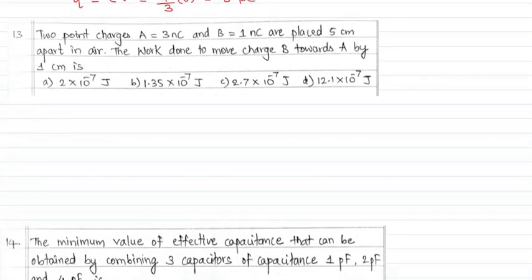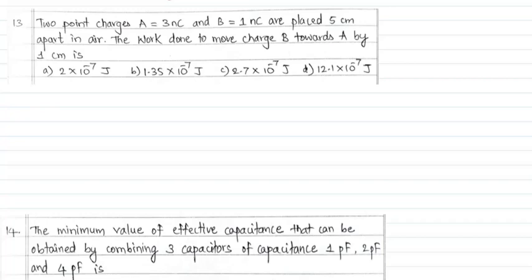Two point charges, 3 and 1, are placed 5 cm apart in air. Work done to move charge B towards A by 1 cm. When we move by 1 cm, the distance between them becomes 4. So first case I will take. Here I have 3 nanocoulomb and 1 nanocoulomb. Distance between them is 5 cm. So there are two charges. Initial potential energy will be equal to 1 by 4 pi epsilon naught, I will take it as K.